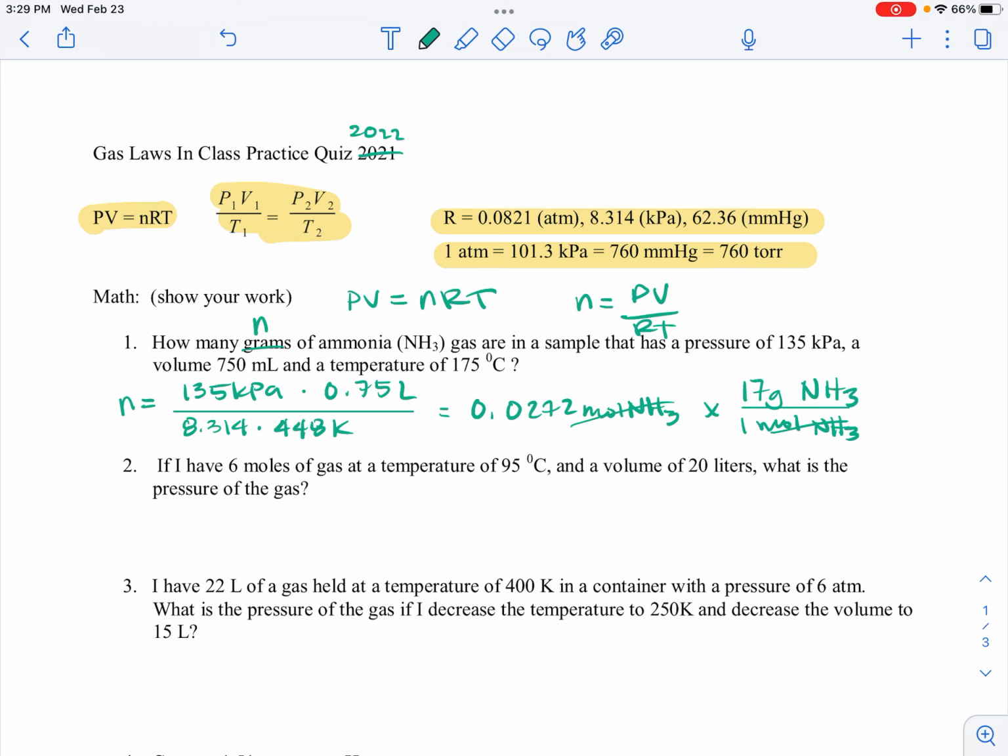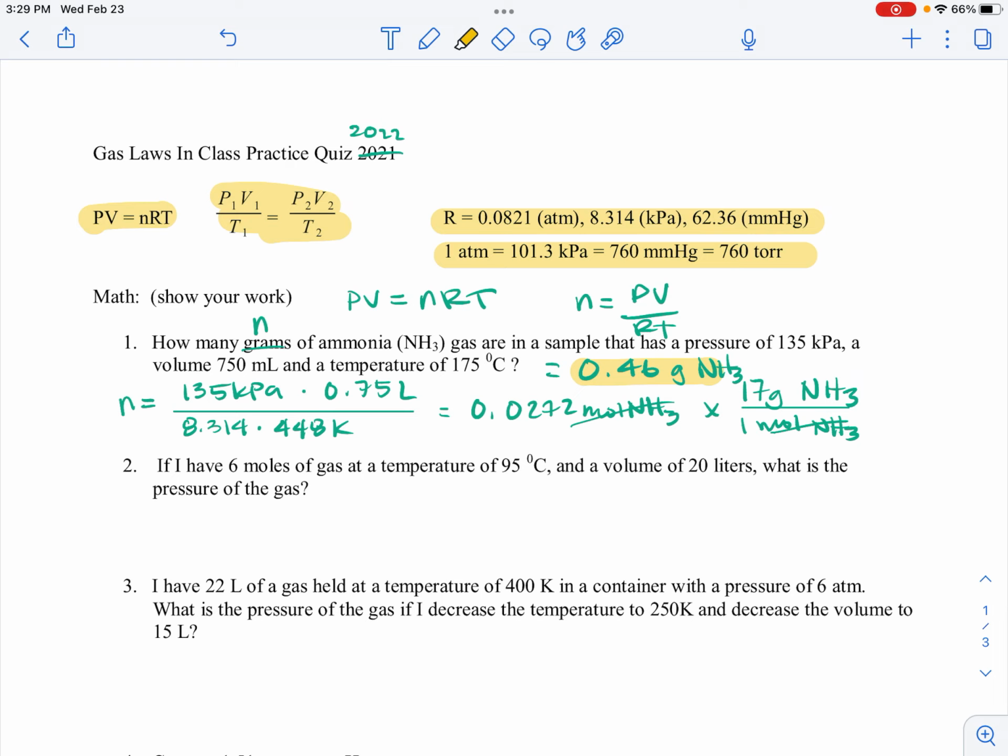Where should I write that? I guess right here? No, I don't like it there. Equals 0.46 grams of ammonia for your answer. Highlight it. There it is. That's the whole thing. So in that problem, we're solving for moles first and converting to grams at the end.